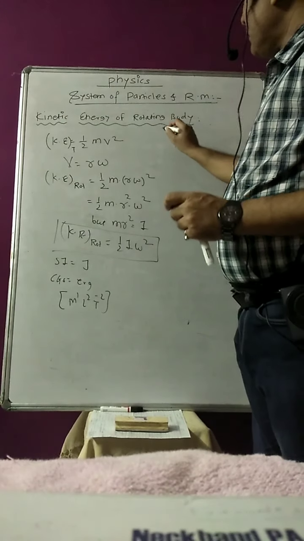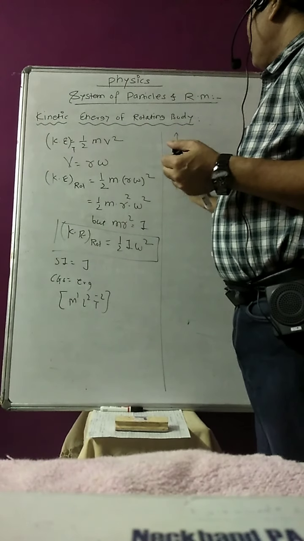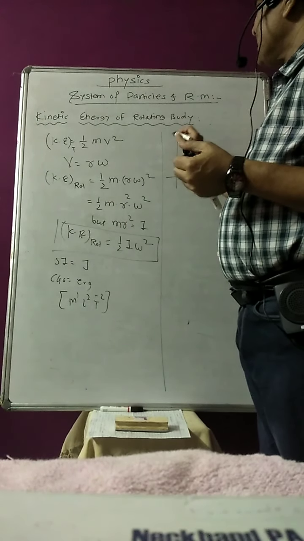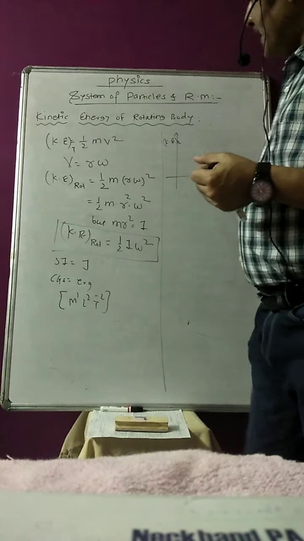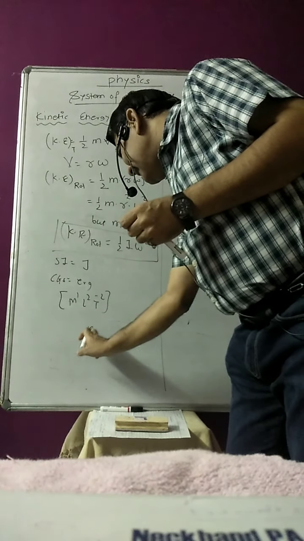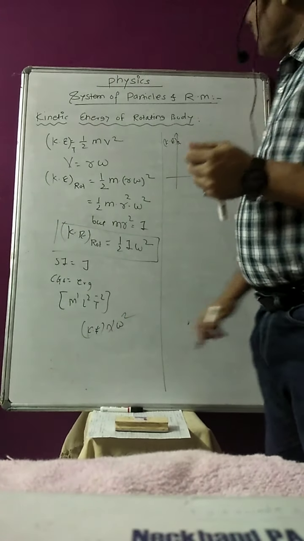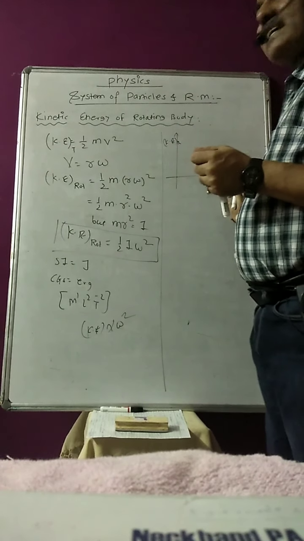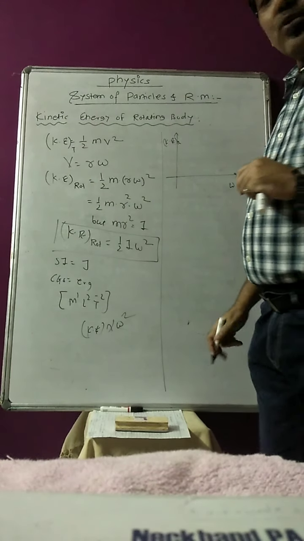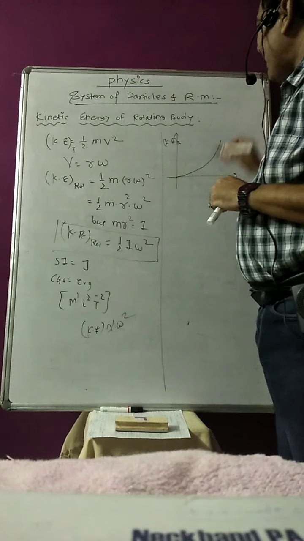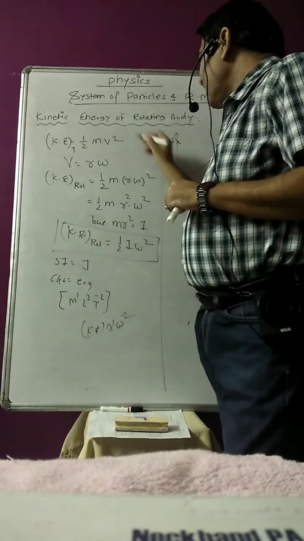Once you have the idea about rotational kinetic energy, if we plot the graph of omega versus kinetic energy of rotation, what will be the nature of the graph? Kinetic energy is directly proportional to omega square. So if I take omega square, the graph will be a straight line passing through the origin. But if I take just omega, the graph will be a parabola, symmetric about the y-axis.